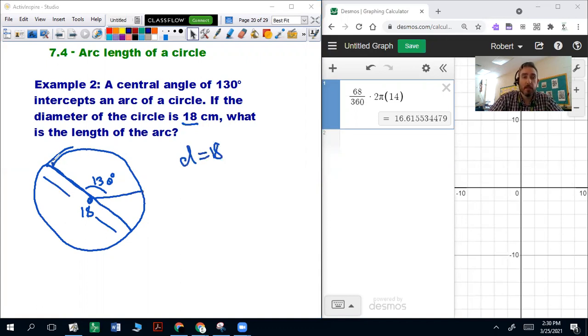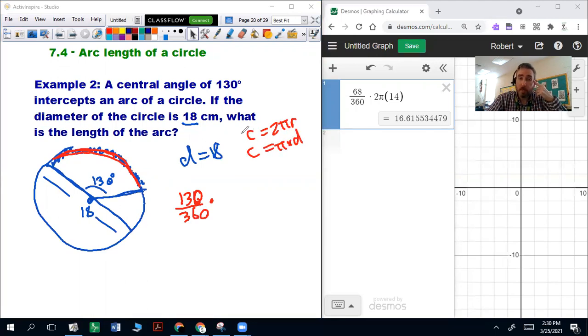So what is this distance here at which the 130-degree angle opens up toward? So let me look at that in red. So what is that distance here? Well, again, 130 out of 360. But it's times 2 pi r. So remember, the circumference is either 2 pi r or pi times the diameter. Those are the same thing.